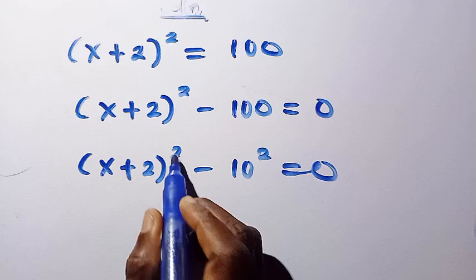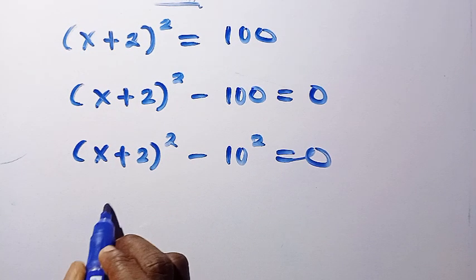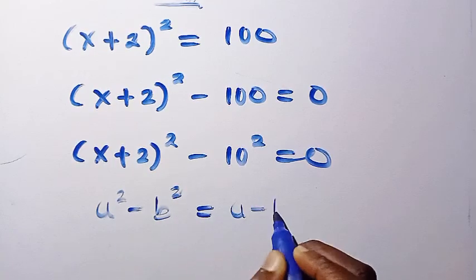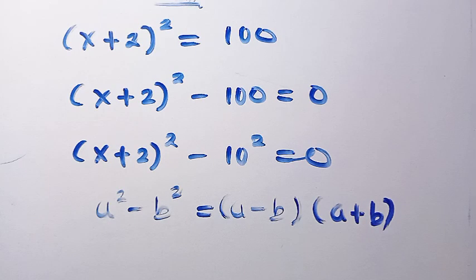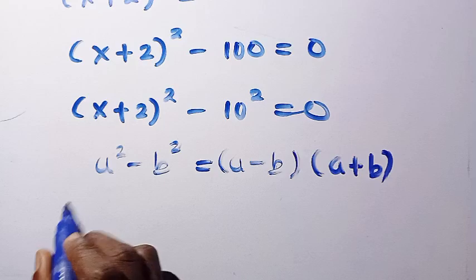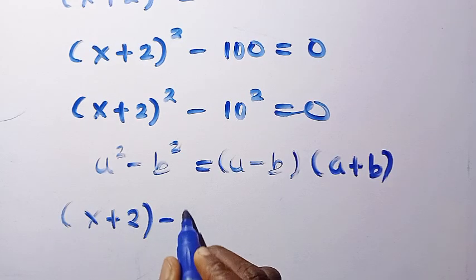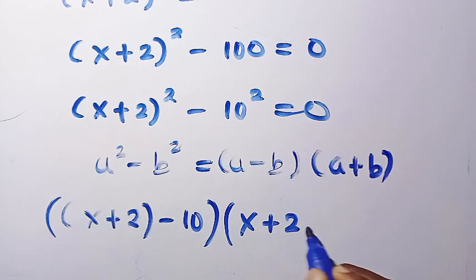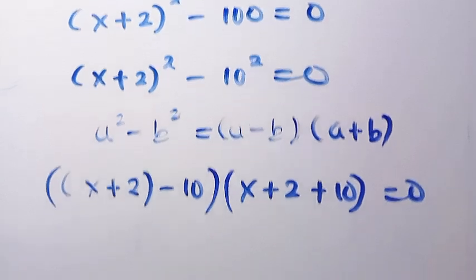So after knowing this, we have to recall from the difference of 2 squares identity that, let's say we have a squared minus b squared. This equals (a - b) multiplied by (a + b). So we call this the difference of 2 squares. Applying this format, we are going to have (x + 2 - 10), all this in brackets, and again (x + 2 + 10), everything equals 0.